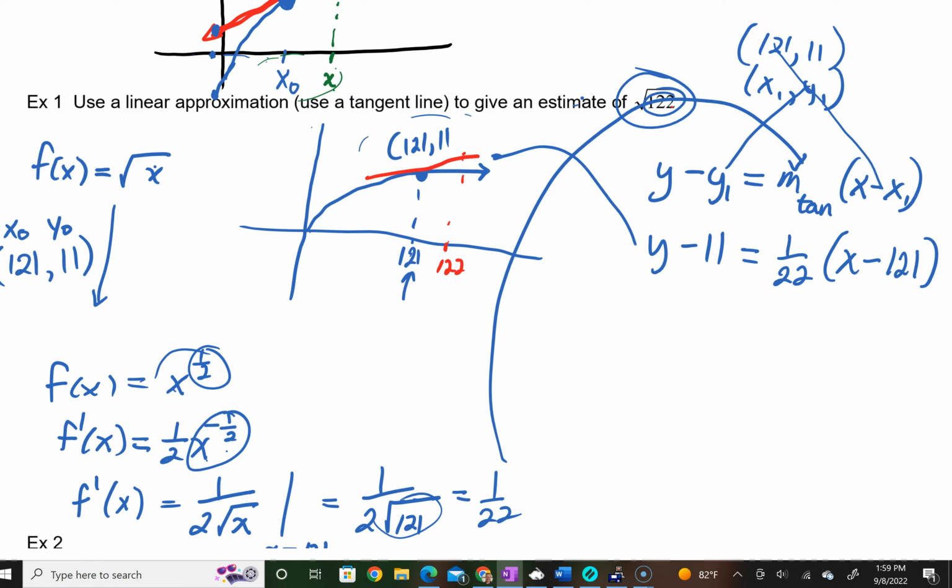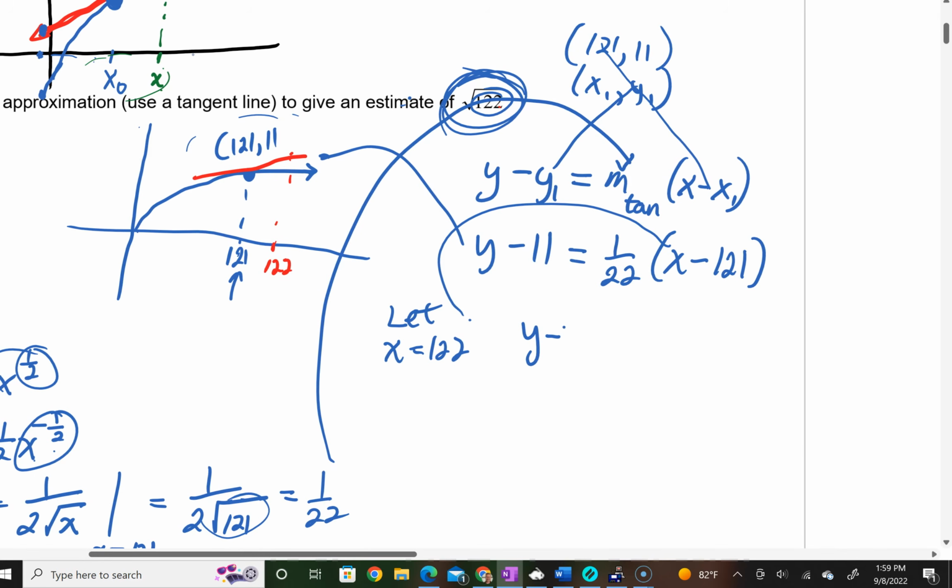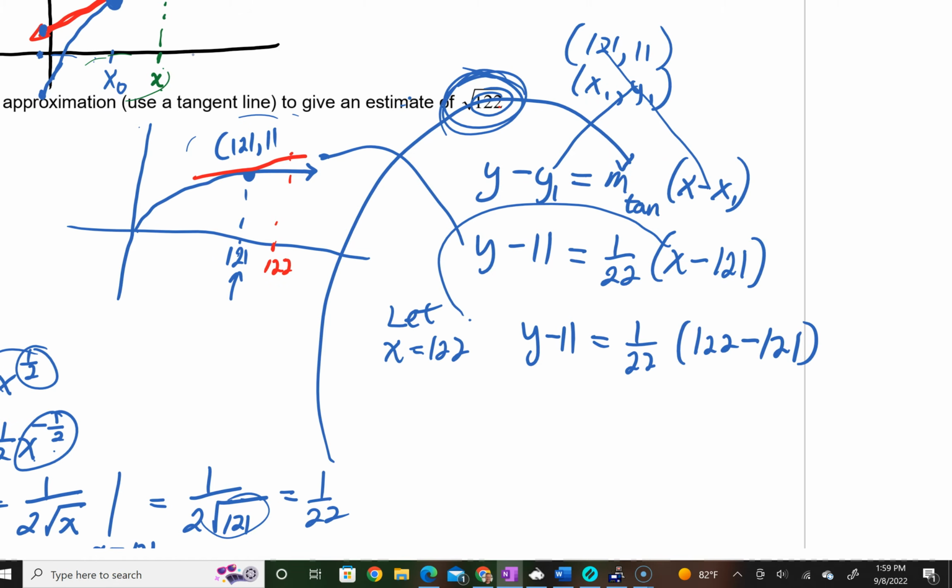But you see, we want to get an estimate as to what's happening at the square root of 122. So I'm going to let x equal 122. I can plug that in right here and we can see what we get. So real quickly, when we do that, we'll find the y value on that tangent line. So we're all on that red line right now.